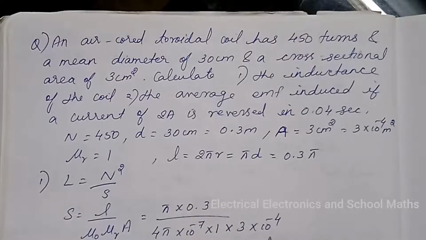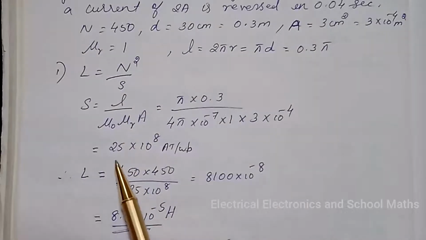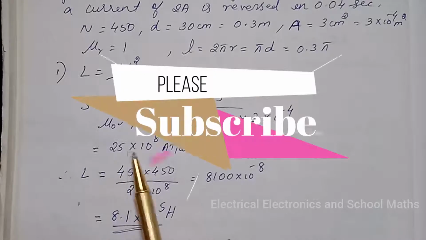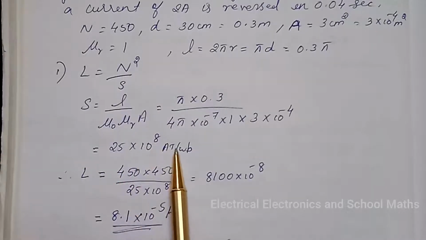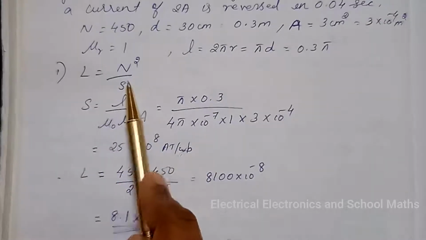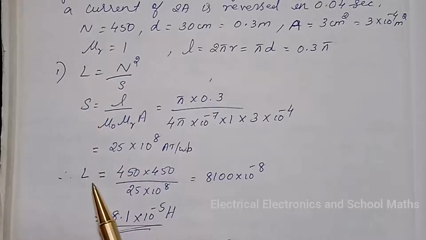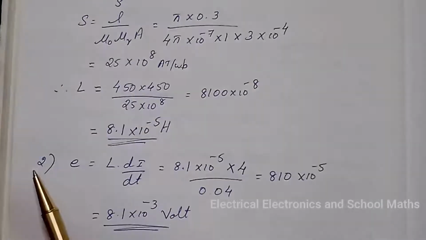Substitute all the values. We get reluctance as 25 into 10 raised to 8 ampere turns per Weber. Now find the value of inductance, N square by S. We get 8.1 into 10 raised to minus 5 Henry.